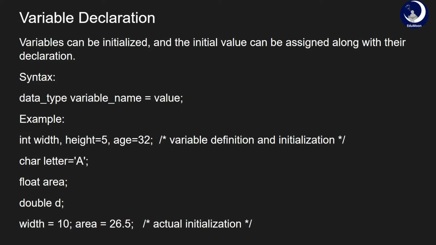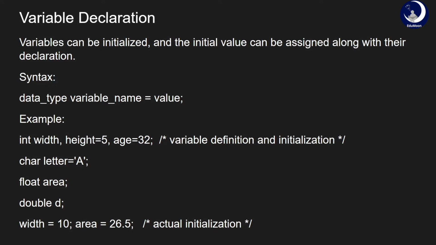Now let's look at the example. Here we have int width, height = 5 and age = 32. So basically width, height and age are variables of type int where height is assigned the value 5 and age is assigned the value 32. Similarly we have a character data type called char, and the name of the variable is letter and its value is capital A. Similarly, we have float area and double d. These are the definition parts. Now when width is equal to 10 and area is equal to 26.5, this is the actual initialization part.